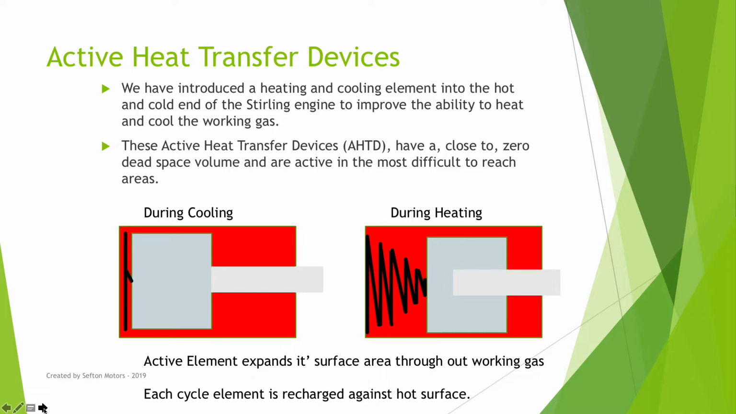So if I look at it, this is a diagram of it. It's kind of like a conical spring. You can think of it like that. And when the displacer is all the way at the end, it's flat. And when the displacer goes in the other direction, allowing the air to flow into the void, the element expands and starts to heat that working gas.